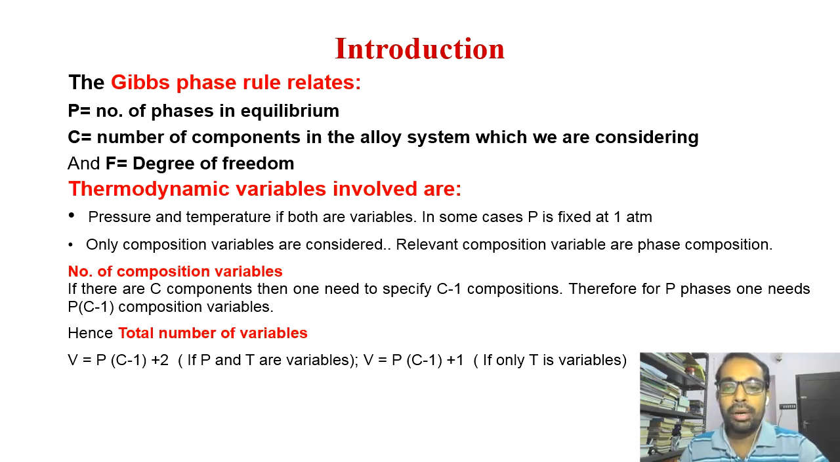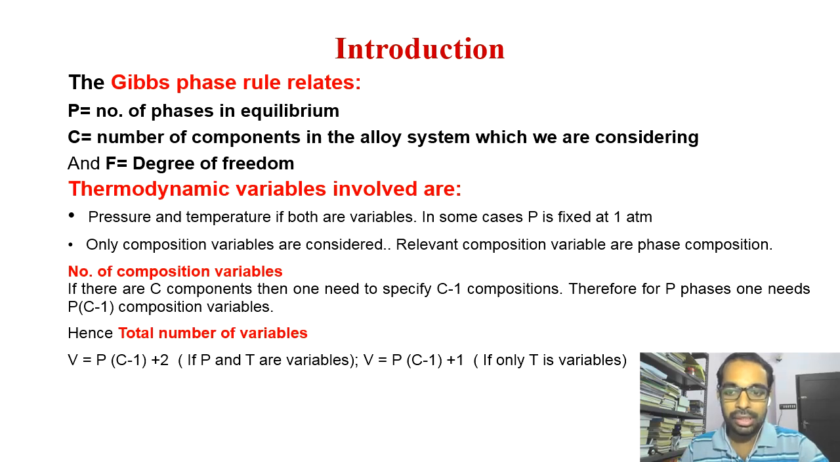The second type of variables involved are the composition variables, and the relevant composition variables are the phase compositions. The overall alloy composition is not a variable except when we have single phase equilibrium, where the alloy composition is also the phase composition. So we only consider the phase compositions plus the thermodynamic variables, that is mostly temperature alone.